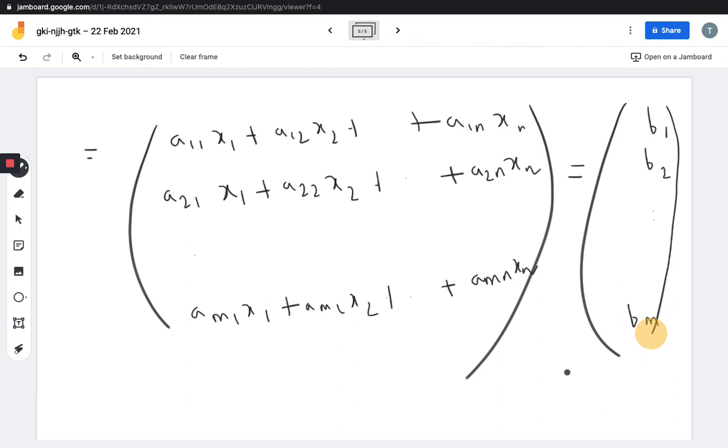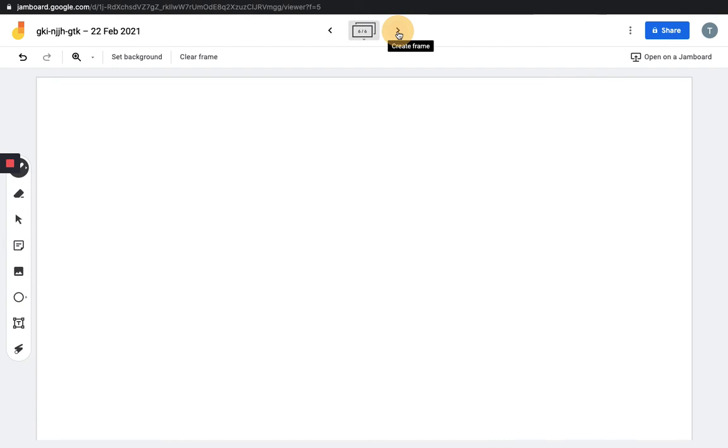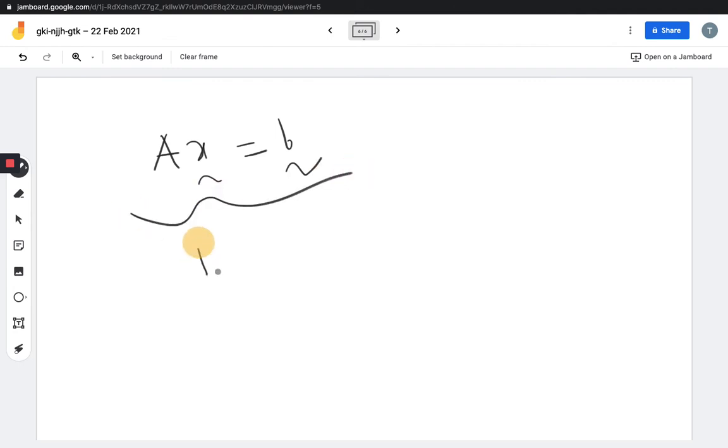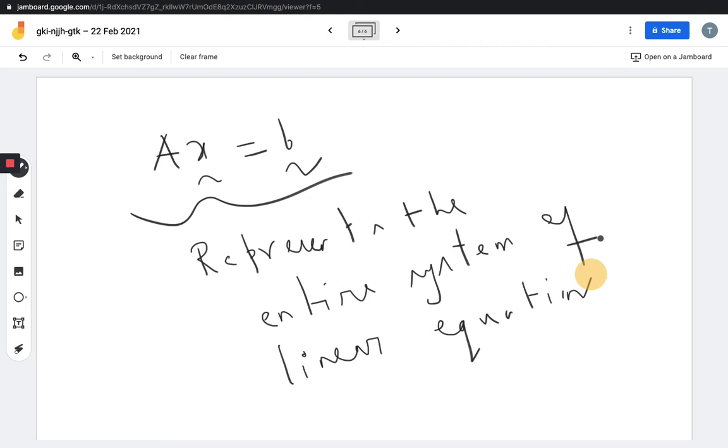Now, this is your B curl. So interestingly, X curl equal to B curl, this one single line, this represents the entire system of linear equation. Okay? So this entire system is being represented by just one single line, X curl equal to B curl.